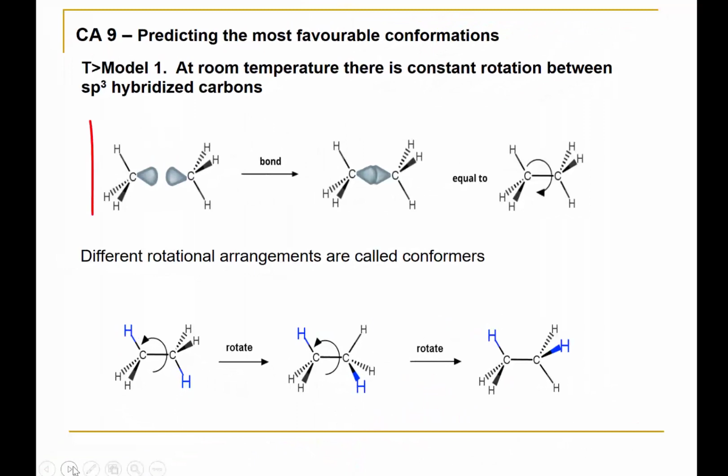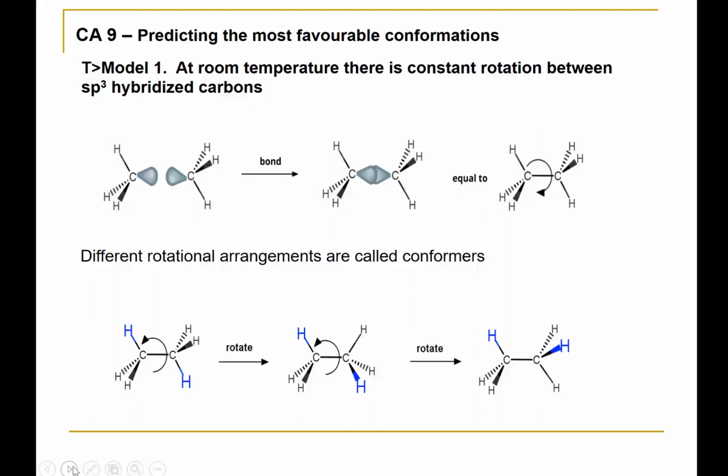Here the idea is that I'm bringing two carbon atoms together with their sp3 hybrid orbitals, and I'd like to allow the sp3 hybrid orbitals to overlap in a head-to-head way, in other words, to form a sigma bond. Upon forming the sigma bond, there's the possibility then for rotation about that sigma bond. These different rotational arrangements are called conformers.